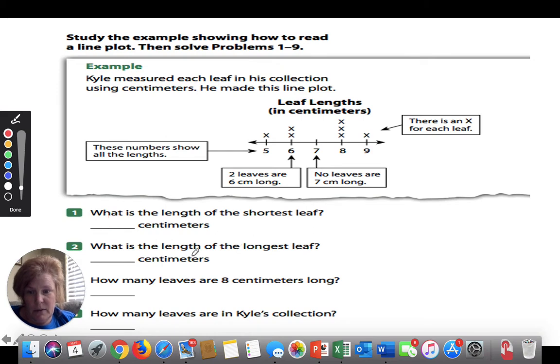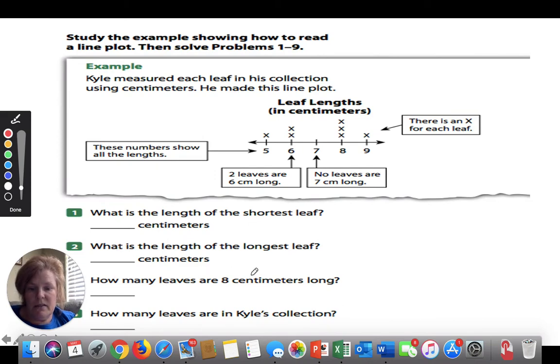But anyway, what is the length of the longest leaf? So look down here. That's going to be 9. Even if it wanted the middle one, I couldn't say 7 because there's not one there. So the longest leaf, there has to be a leaf there, is 9. So you would put 1 there. You would put 9 there, even though there's still 1. It doesn't ask you how many leaves. It just asks you what's the longest leaf. So you would put 9 centimeters there.